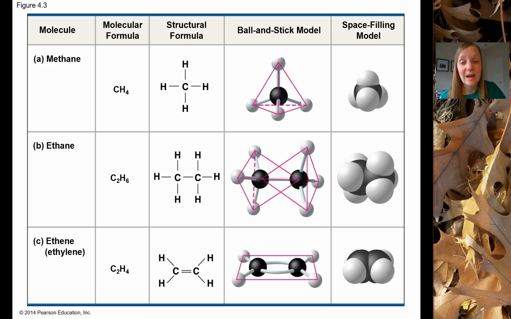The second example here, ethane. Instead of having 1 carbon, it has 2 carbons that share a single covalent bond in between them. And you can see that there are 2 tetrahedrons, one on either side, one for each of the carbons, and they're flipped on their sides as those 2 carbons are bonded to each other.